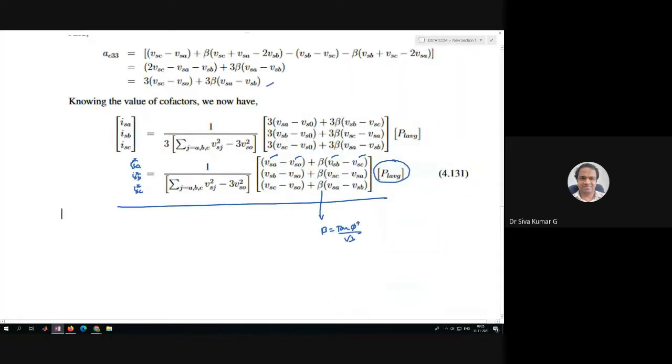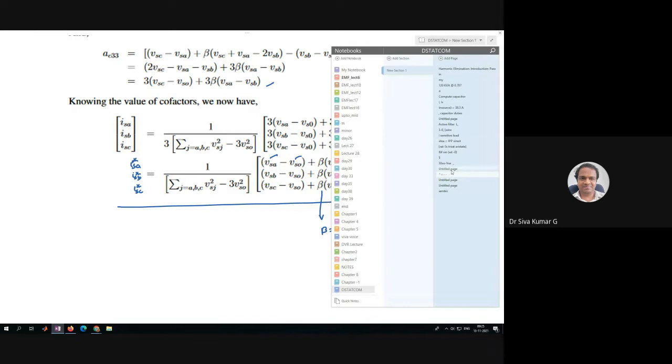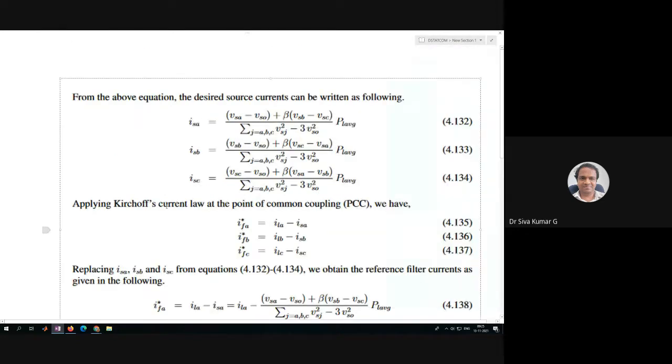Okay, we make a simplification and we get about this equation 4.132. These are all the desired source currents, nothing but the reference currents. So far we have not taken the star over here. These are the different desired currents, nothing but the reference source current which we expected.